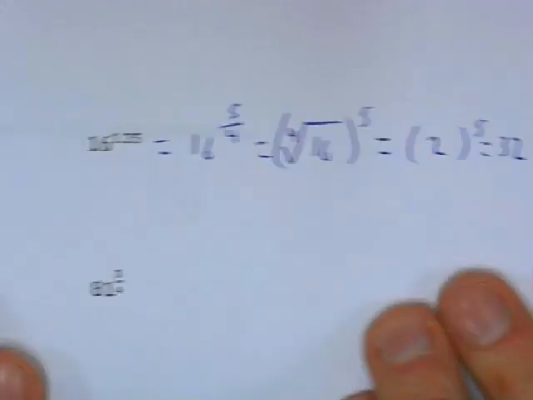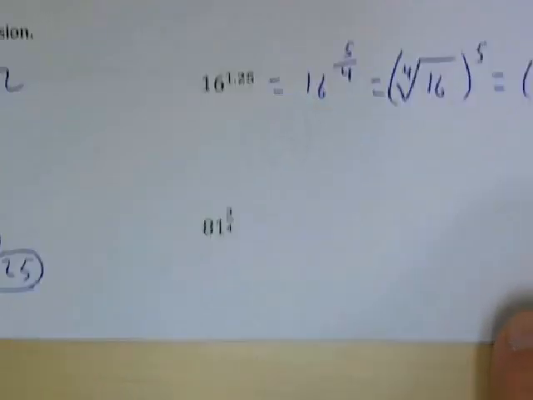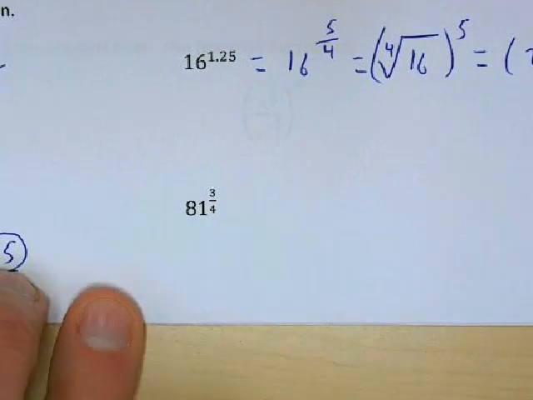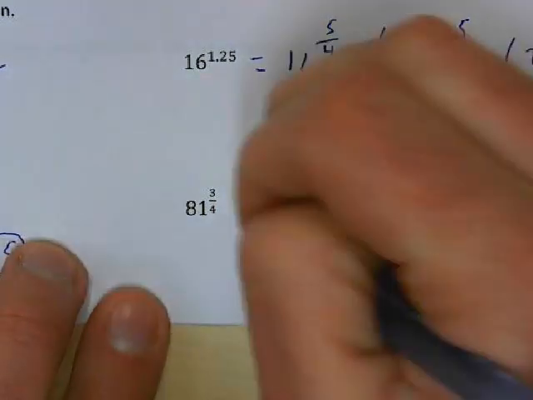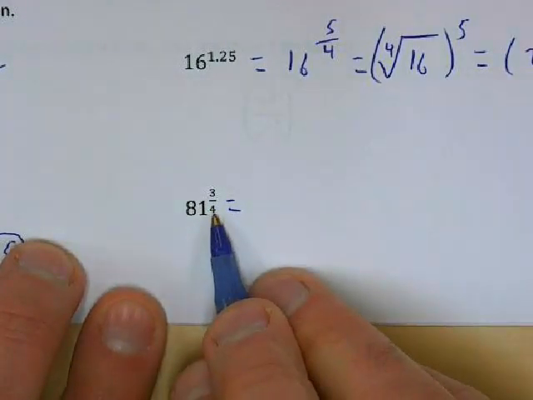All right, last one. And again, it's not the only way to do these problems, but we're just doing what we think will be easiest for you guys. 81 to the 3/4 power. One way to solve this, to simplify this, I should say, is to write it in radical form. So then instead of 81 to the 3/4 power, I want the fourth root of that number.